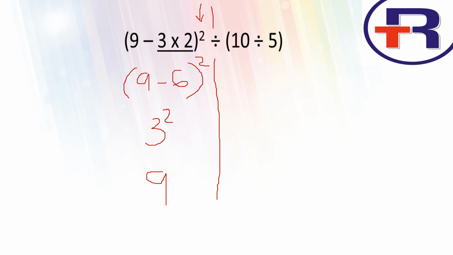We move across to the right-hand side. The right-hand side is a bracket. It only contains one sum, 10 divided by 5. The answer to that is 2. We can then bring that right the way down to the bottom. 9 divided by 2 equals 4.5.